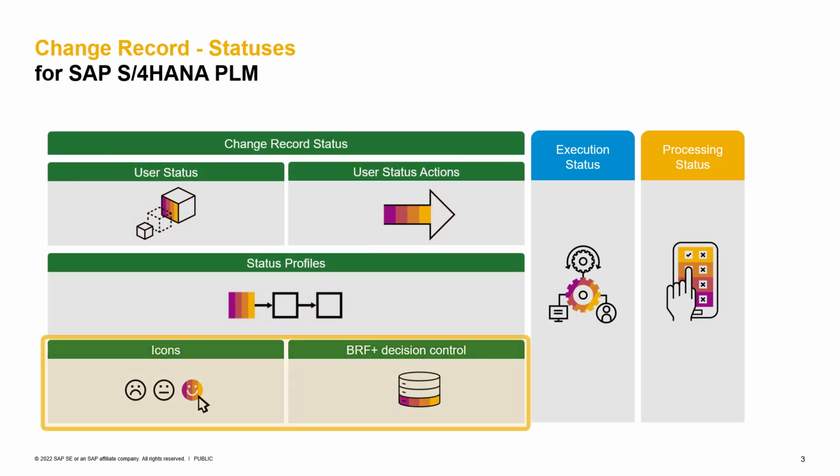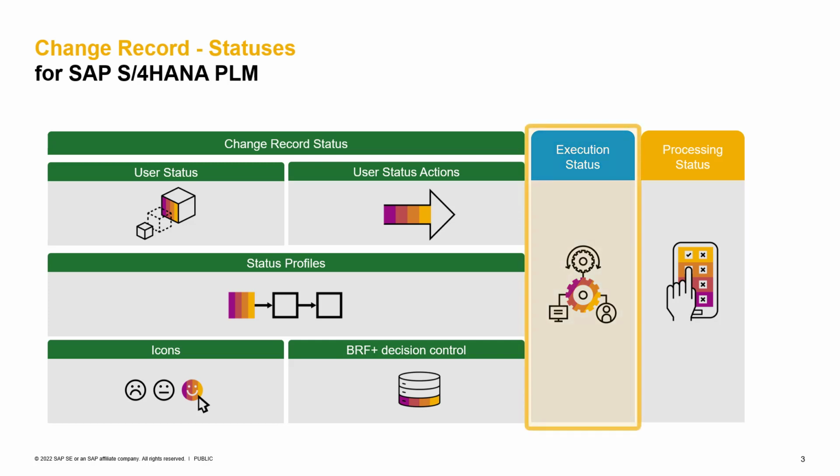In addition to that, you are also able to maintain icons for the status profile as well as enhance the profile with a BRFplus-based decision control. How all these things regarding the user status are set up in customizing, I will show later in the demo. Besides the change record status, we also have an execution status and a processing status available.